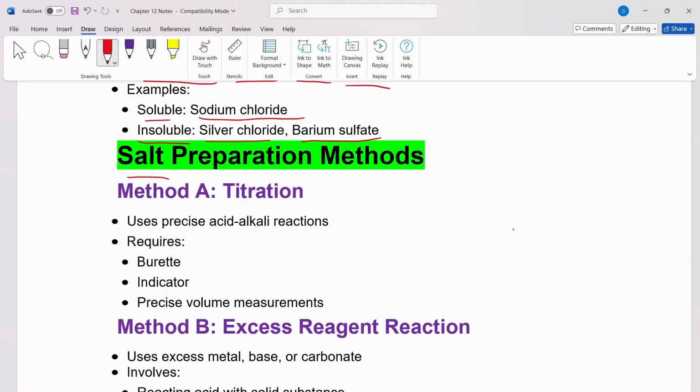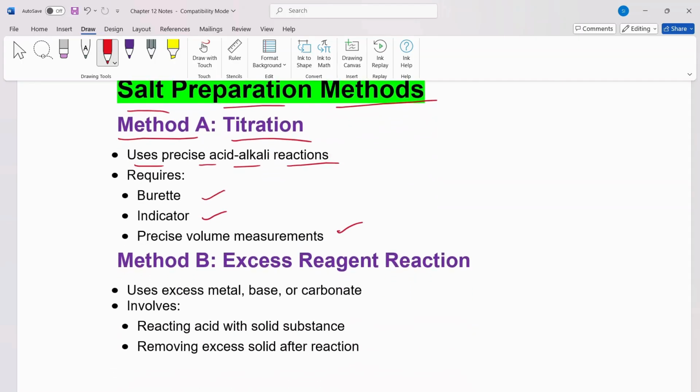Now let's talk about salt preparation methods. Method A is through titration. It uses precise acid-alkali reactions. It requires a burette, indicator, precise volume measurement. Then another method is the excess reagent reaction method. It uses excess metal, base, or carbonate, involves reacting acid with solid substances, removing excess solid after reaction.